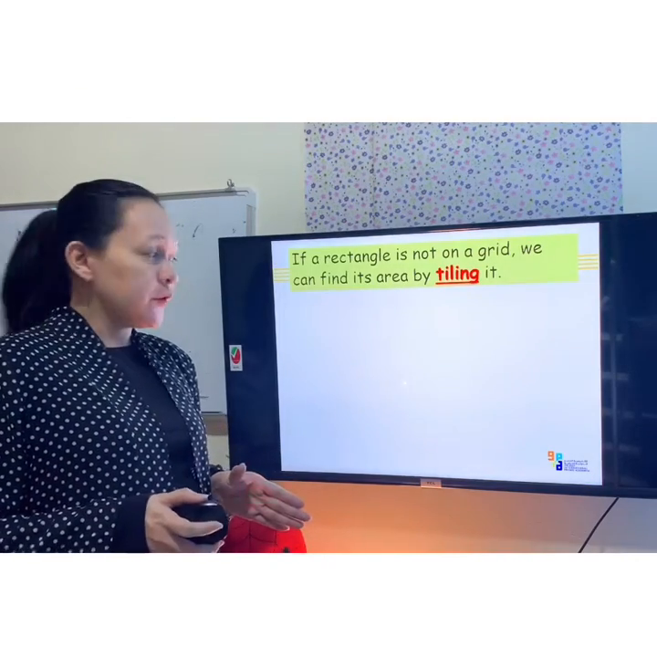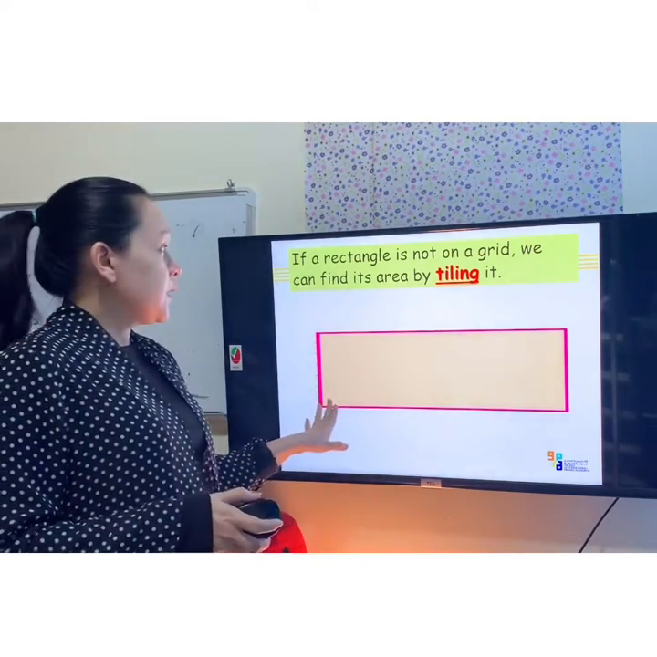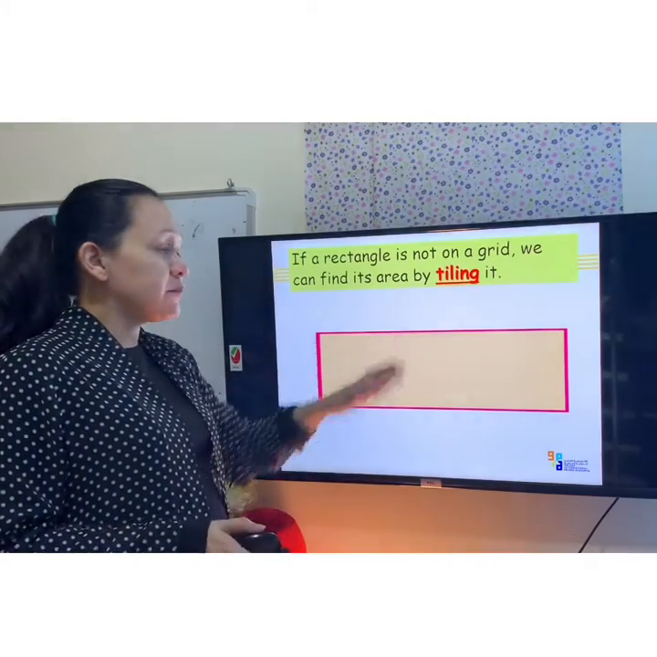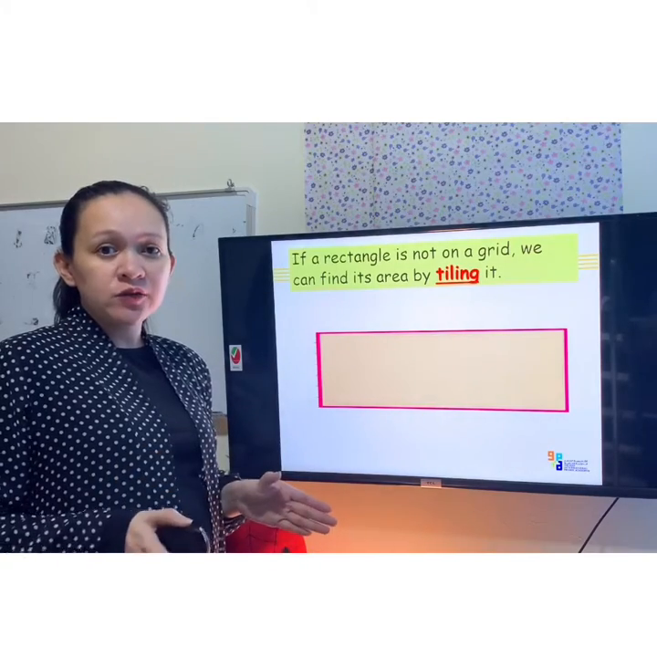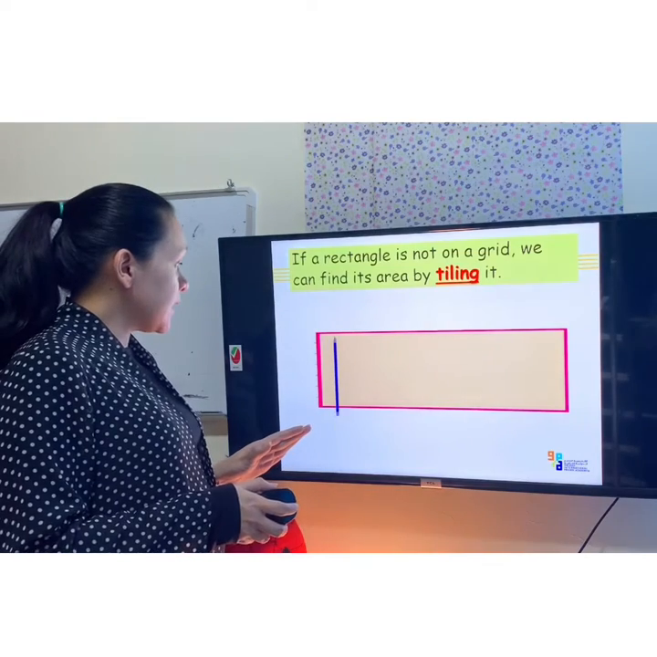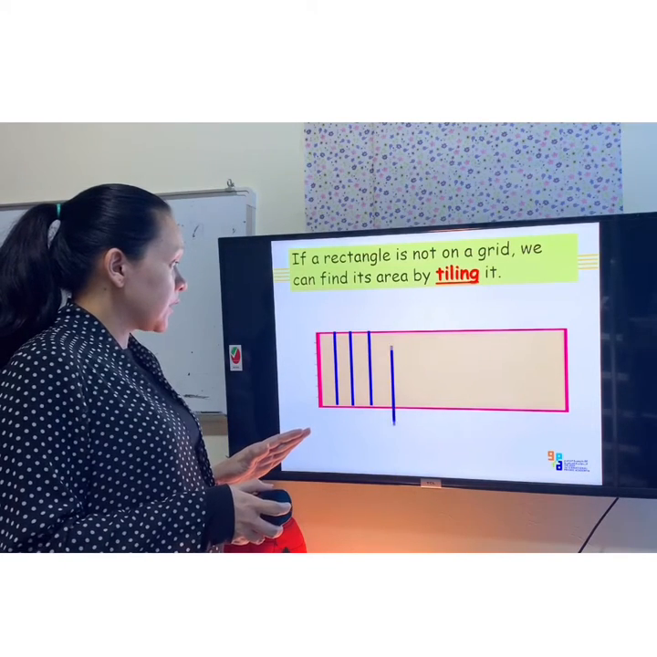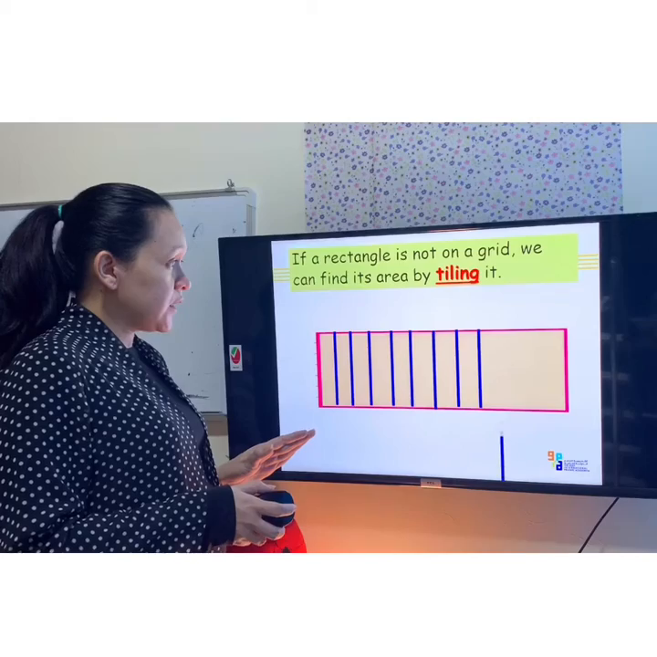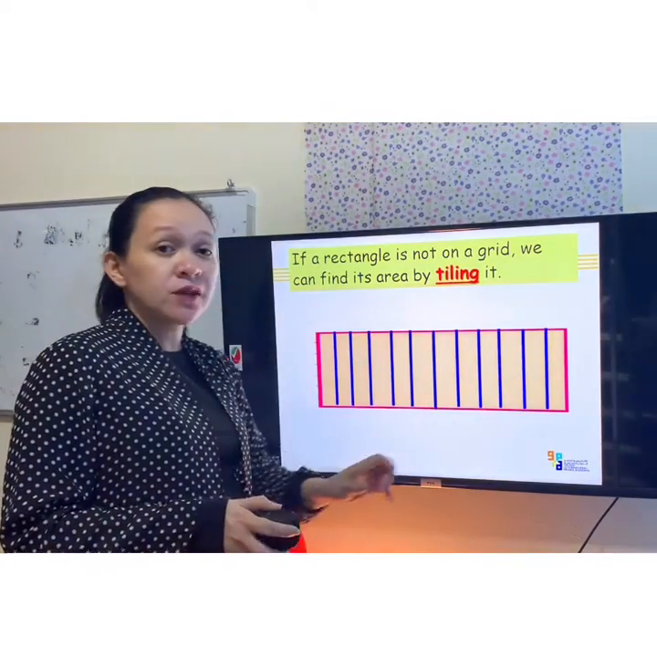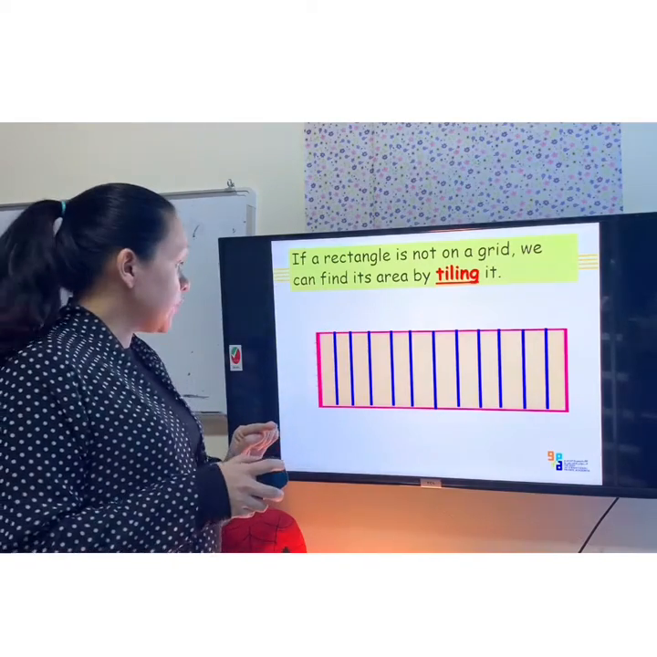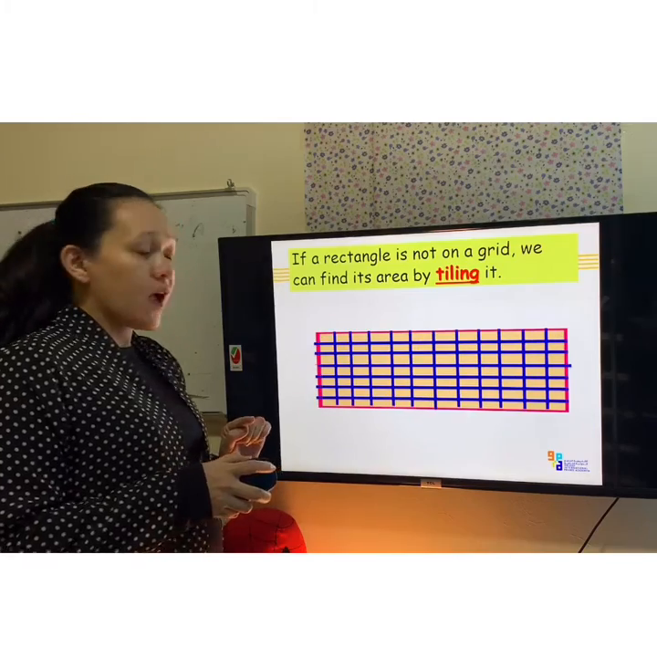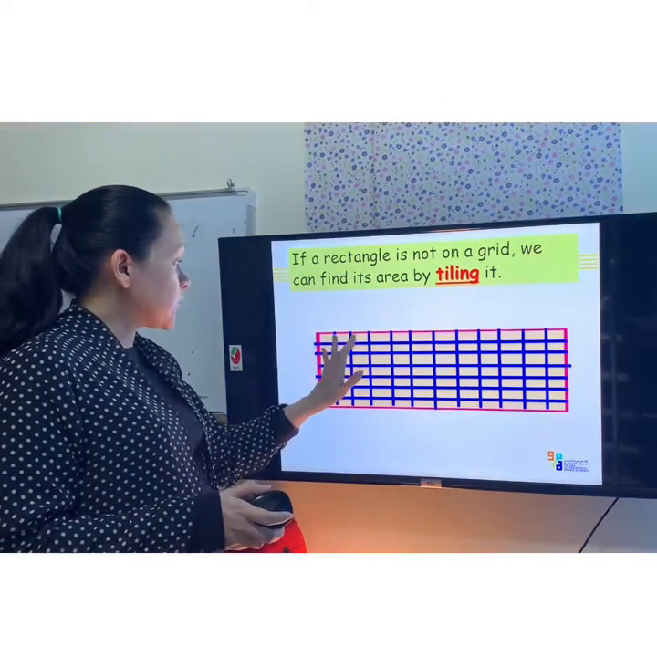How about if we have a figure that looks like this? Now remember, if a rectangle is not on a grid, we can find its area by tiling it. How are we going to do that? So we can put a tile on this figure by making a line. We will make a line here. So we are done here. So we are going to make another line here so that we can make a square unit. So here. So, okay, after that, we are going to count the square units.